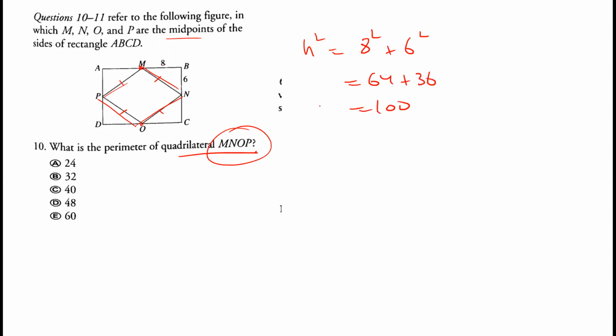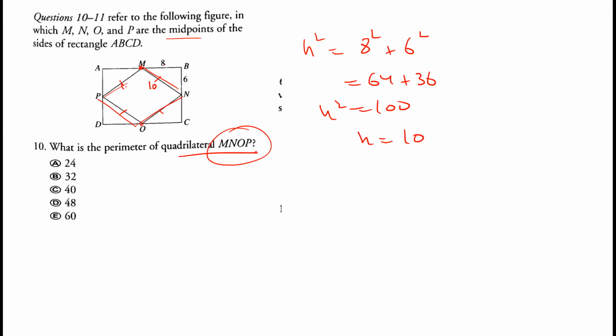Now, what is the perimeter of quadrilateral MNOP? Questions 10 to 11 refer to the following figure in which M, N, O, P are midpoints. So these are the midpoints of the sides of rectangle ABCD. So we need to find these sides. If this is 8 and 6, then h squared equals 8 squared plus 6 squared, or 64 plus 36, that is equal to 100. So h squared equals 100, which will make h equal to 10.